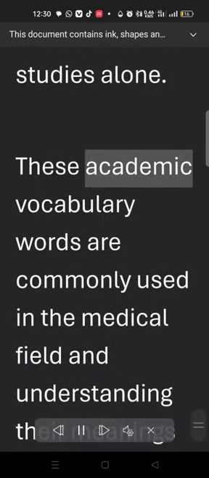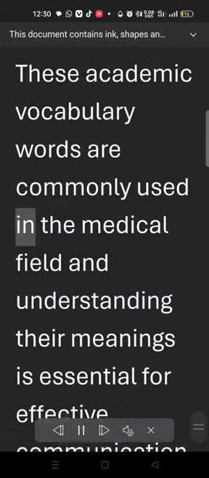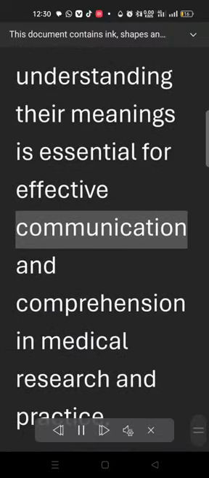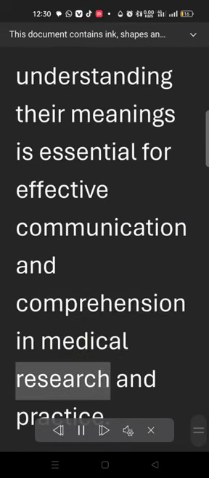These academic vocabulary words are commonly used in the medical field, and understanding their meanings is essential for effective communication and comprehension in medical research and practice.